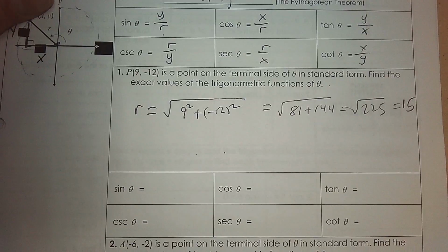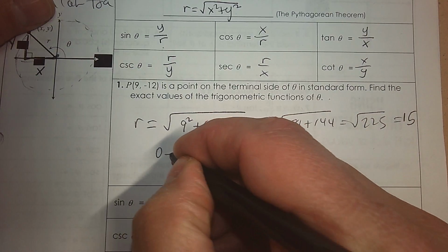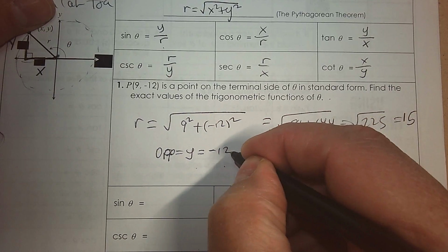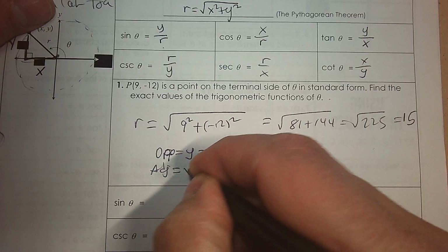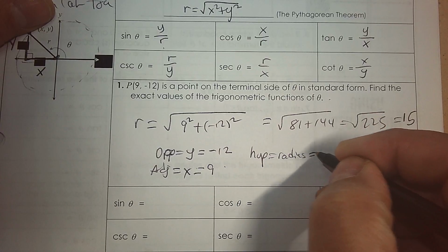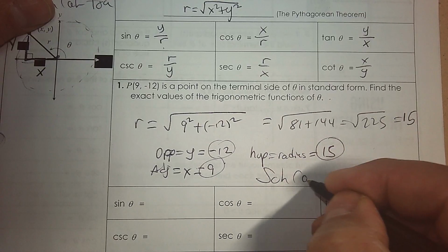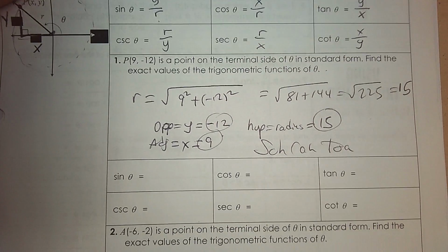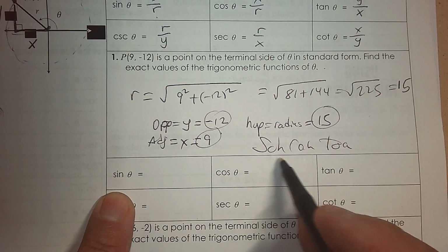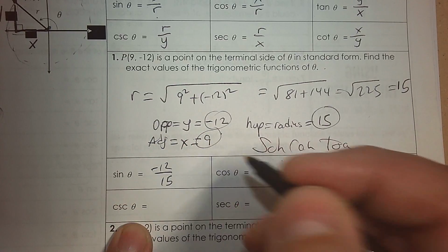Then we use the formulas we have above. The opposite side is the y coordinate, which is negative 12. The adjacent is the x coordinate, which is 9. Instead of the hypotenuse, we have the radius, which is 15. We're still using SOHCAHTOA, but now we understand it as a point on a circle. Sine theta is opposite over hypotenuse, so the y coordinate over the radius, which is negative 12 over 15. Don't reduce it down. And then the reciprocal.